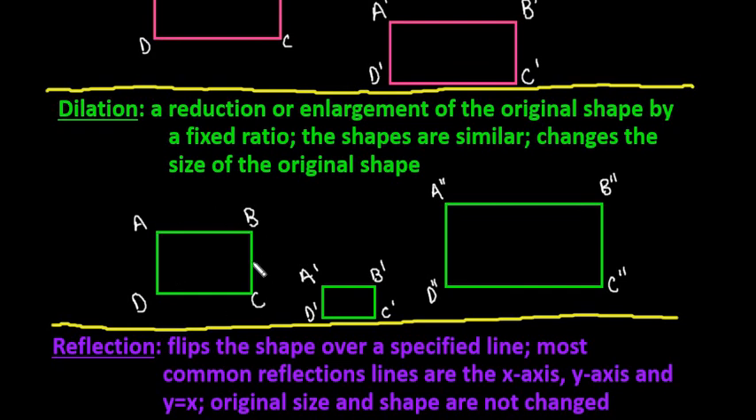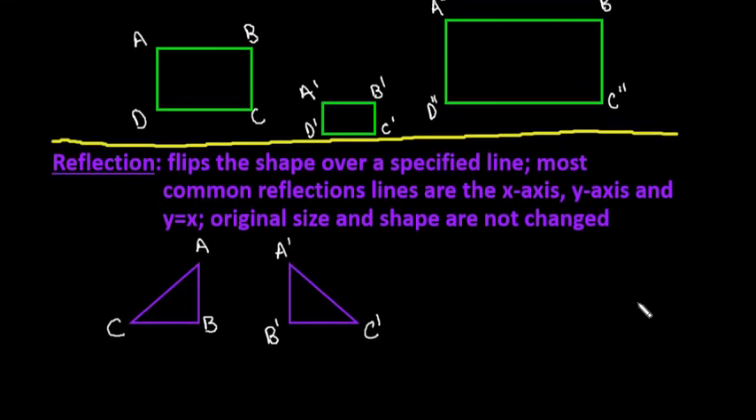So my original ABCD, I did two different dilations on it. The first one was a reduction, which makes it smaller, and the second one is an enlargement where it makes it larger. So when you're enlarging, you'll multiply by a factor that is greater than 1. When you are reducing, you will multiply by a factor that is between 0 and 1, like half as much or 2/3, something like that. Okay, and the shapes will end up being similar, which I will address in other videos.